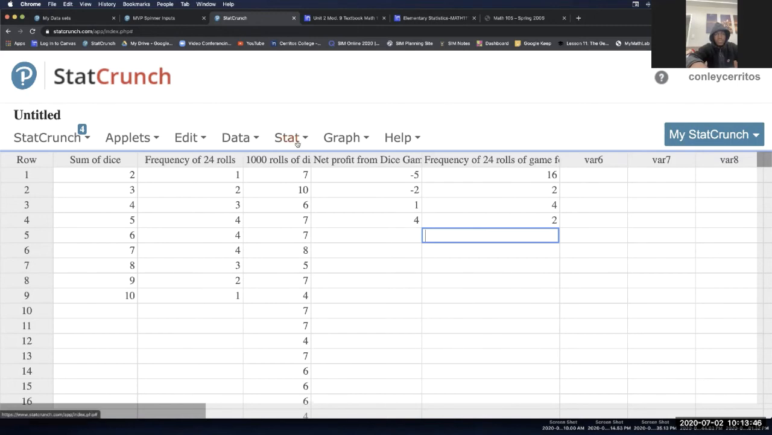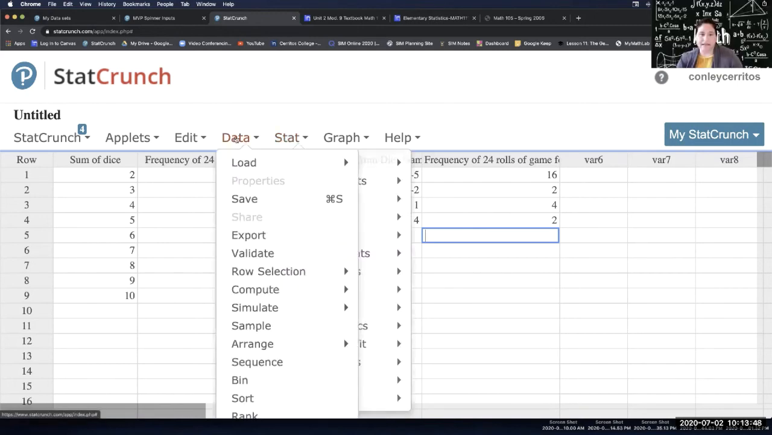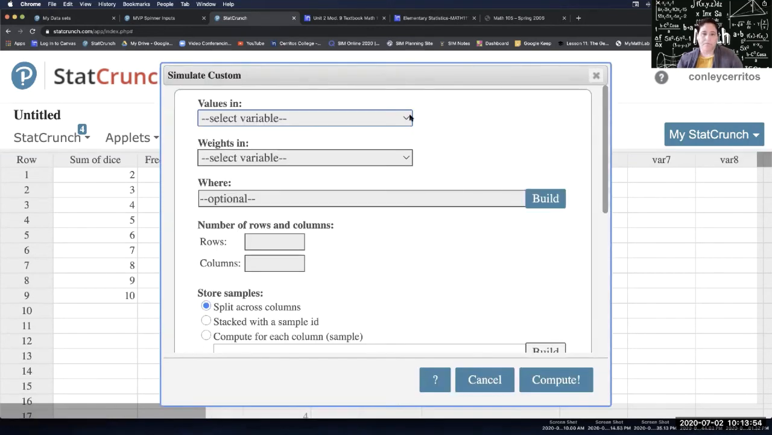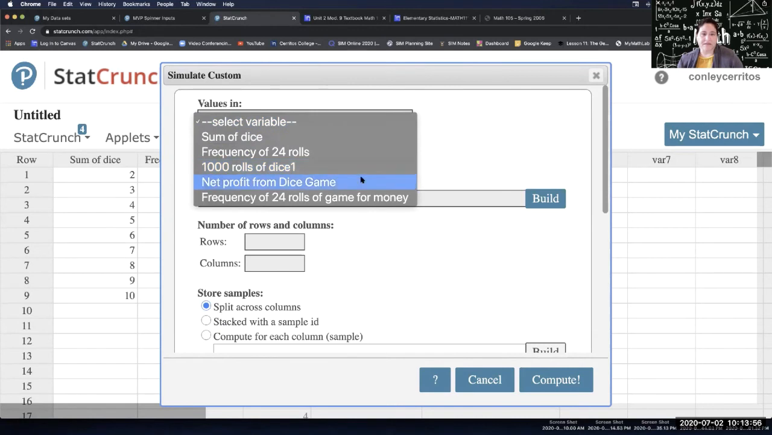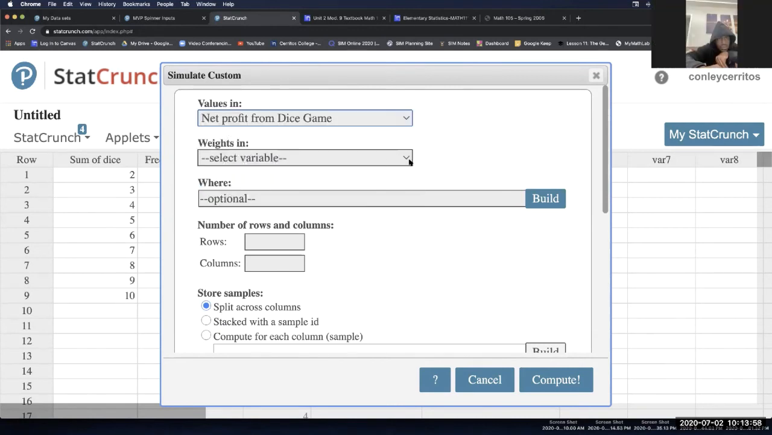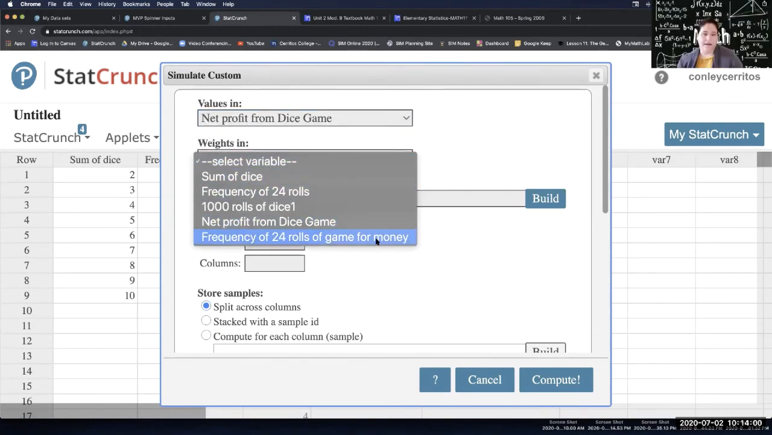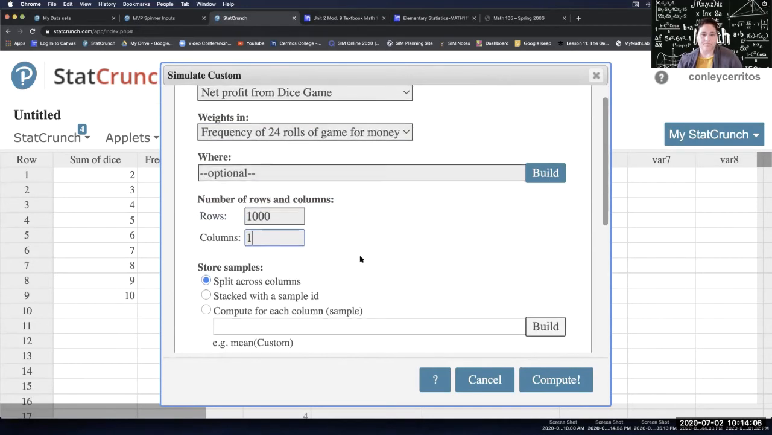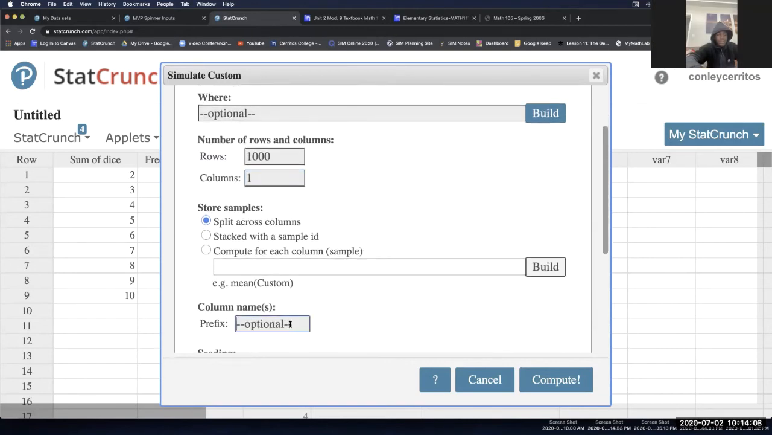And now we're going to go in and simulate data again. Let's roll those dice 1,000 times. We're going to use custom values in the net profit from the dice game, and I'm using the rolls for money, and doing this 1,000 times. I'm going to call this 1,000 rolls for money.